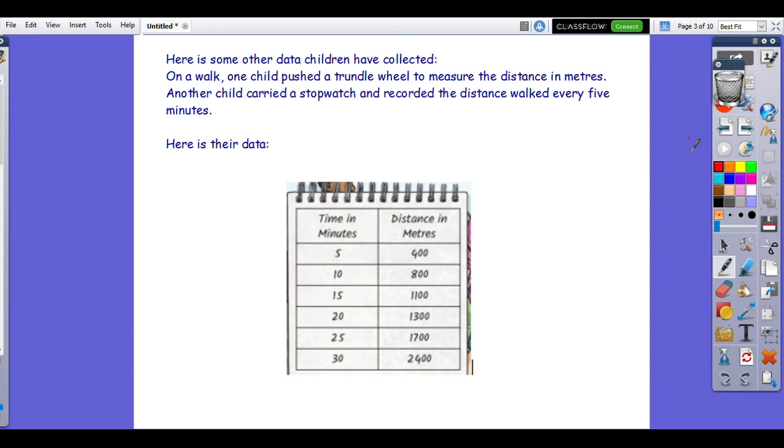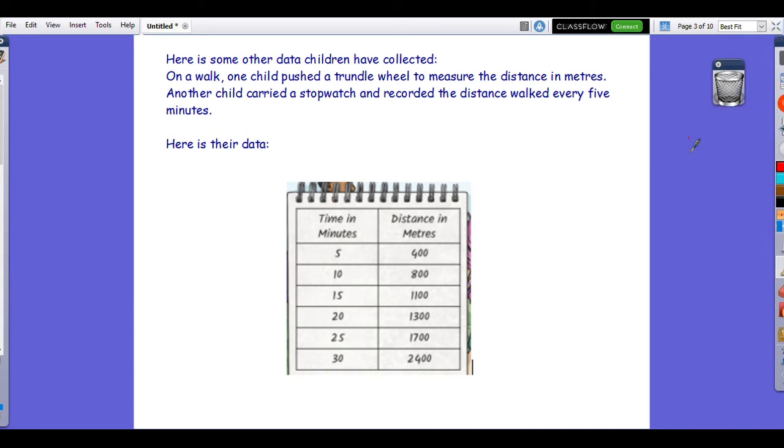Okay, here is some other data that children have collected. On a walk, one child pushed a trundle wheel. That's one of those funny wheels on a stick that helps you to measure distance. And they were measuring the distance in metres. Another child carried a stopwatch and recorded the distance walked every 5 minutes. Here is their data. So every 5 minutes that went by, the child with the stopwatch said, stop, record the distance, and then the other child with the trundle wheel wrote down exactly how far they'd gone at each of those time intervals.